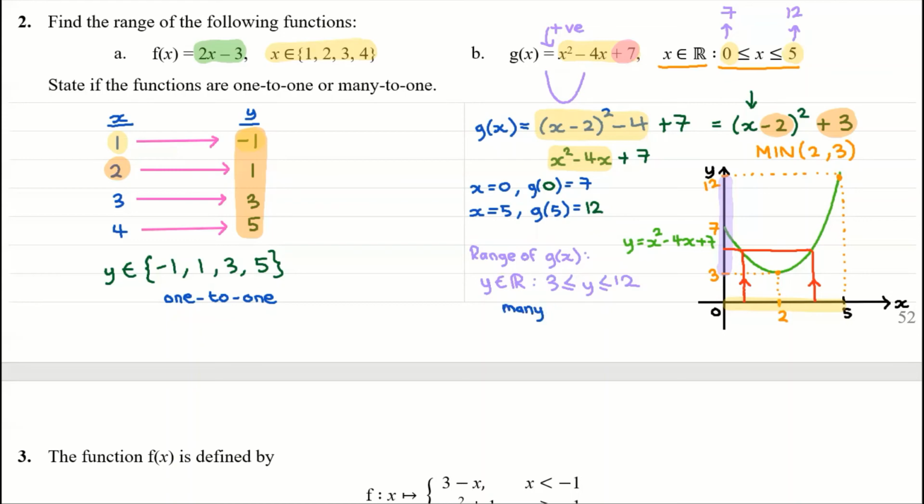I forgot to put the hyphen in. Many-to-one mapping. And the quadratic curve without restriction is many-to-one, but if you restrict the domain, you can make it a one-to-one, and that's something we're going to look at in future lessons. Okay, so that concludes worked example 2.